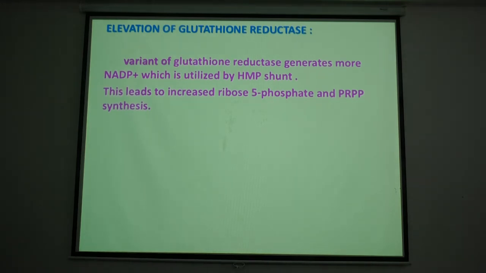Glutathione reductase generates more NADP plus, which is utilized by the HMP shunt. So as a result, what will happen? Ribose 5-phosphate will be more and more synthesized. Same thing: if ribose 5-phosphate synthesis is more, again it will go for the purine synthesis pathway, and more and more purine will be synthesized. Then it will go for the degradation pathway. Understand? Degradation means more and more uric acid will be synthesized.